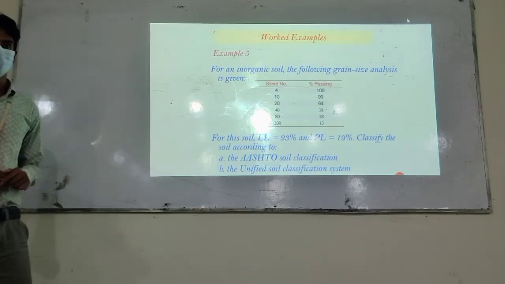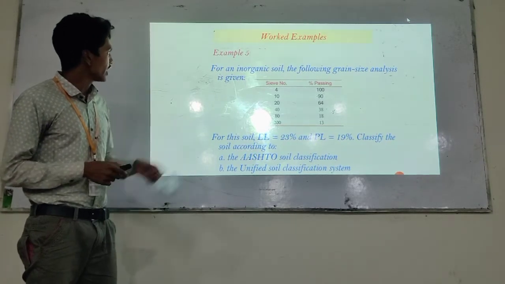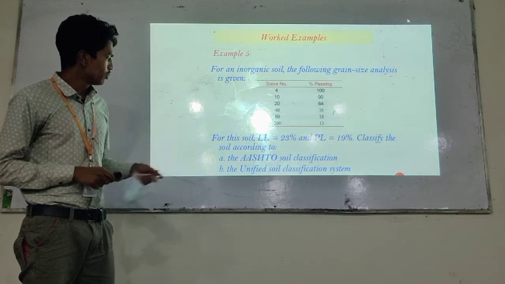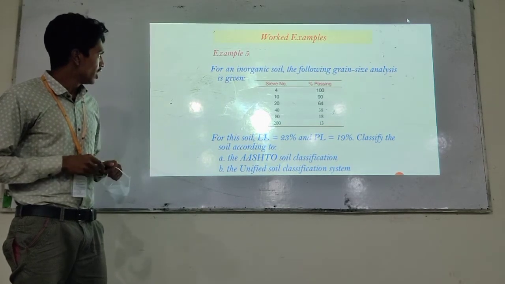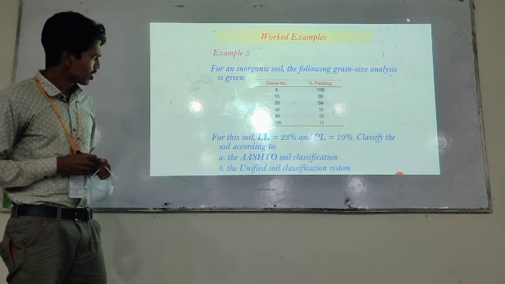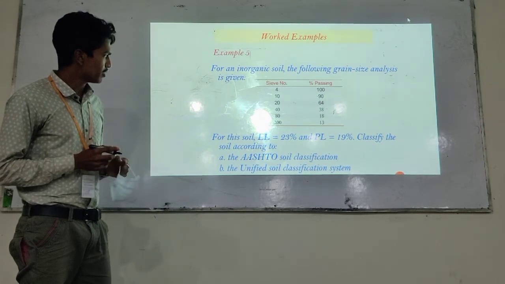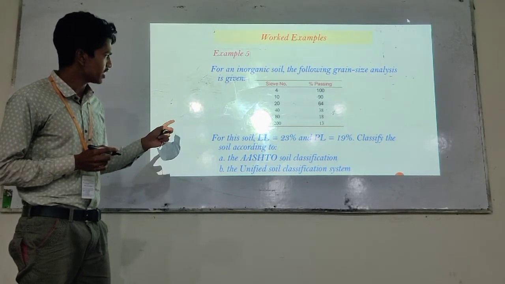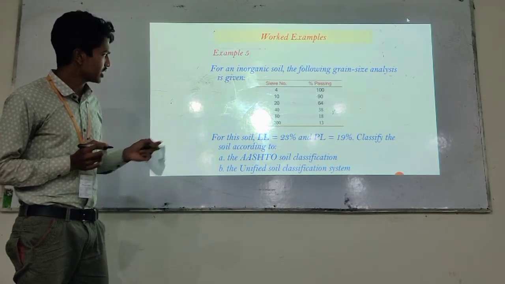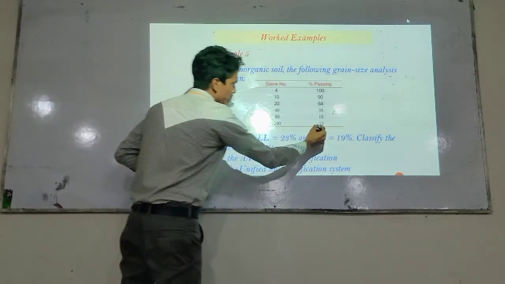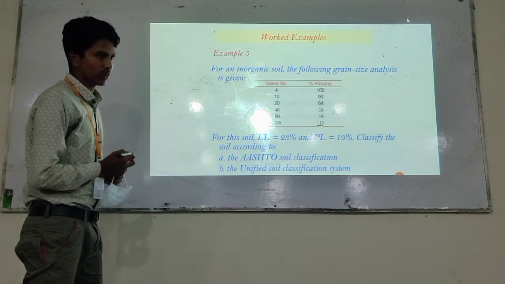Assalamualaikum everyone. My name is Sunil. My ID is CN742. Here is the example which is solved by two methods, one is AASHTO and another one is USCS. I will solve it by AASHTO. We know that for the 200 sieve, if soil passing is less than 35%, it is coarse grained. We see here 30% passing, which is less than 35%. It is a coarse grain soil.